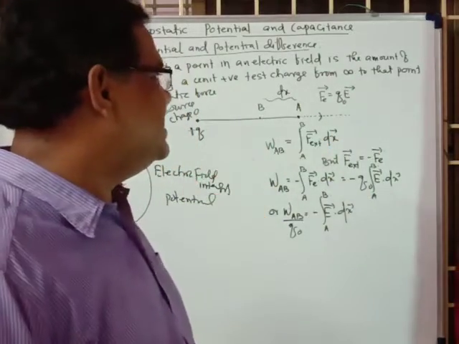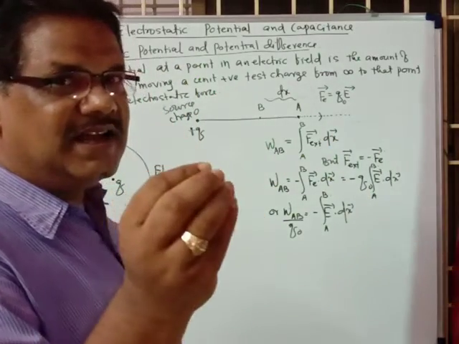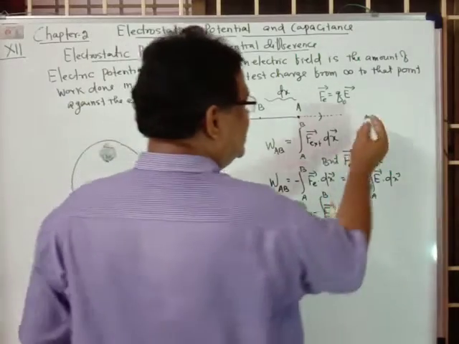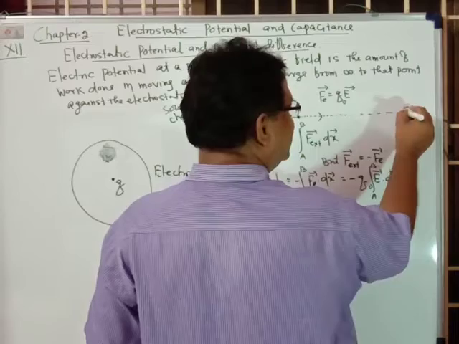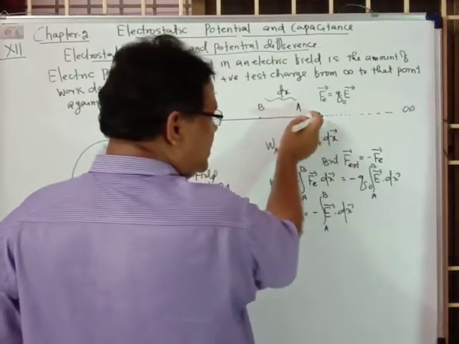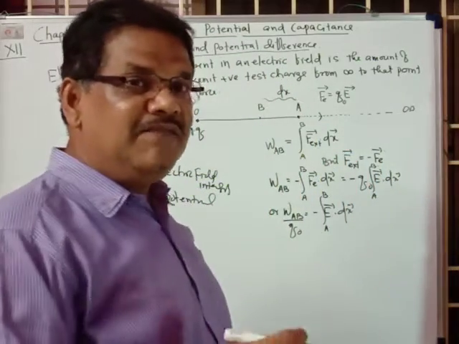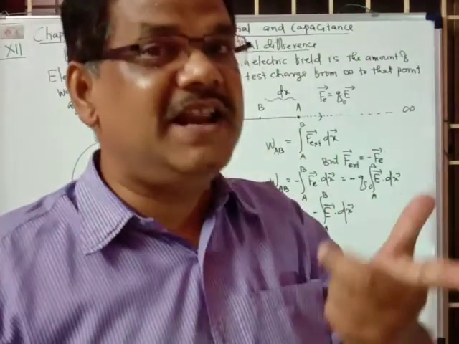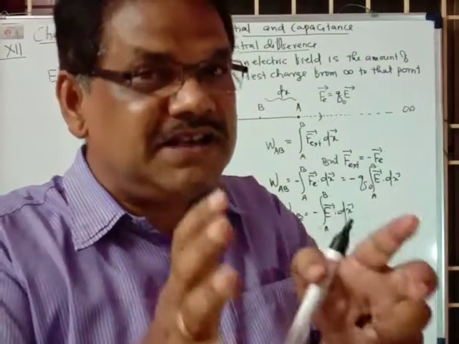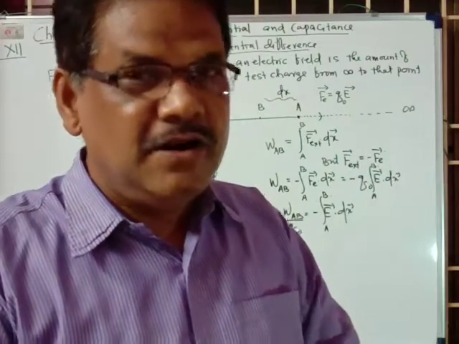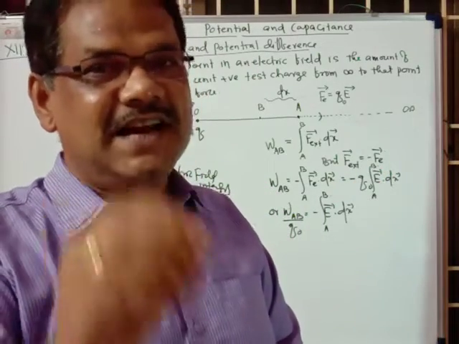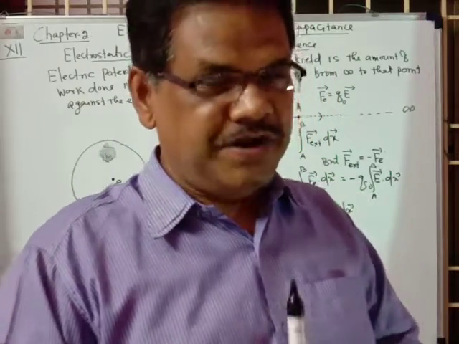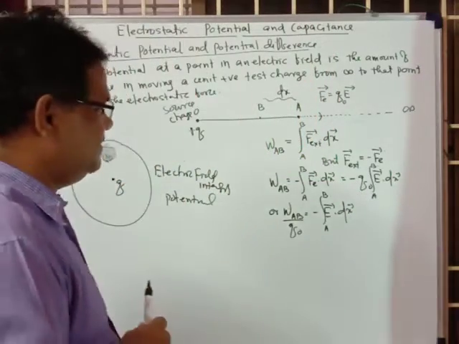Our target is that we have to bring the test charge from infinity to a particular point, against the electric field. And the amount of work done per unit charge is considered as the electric potential at that point.